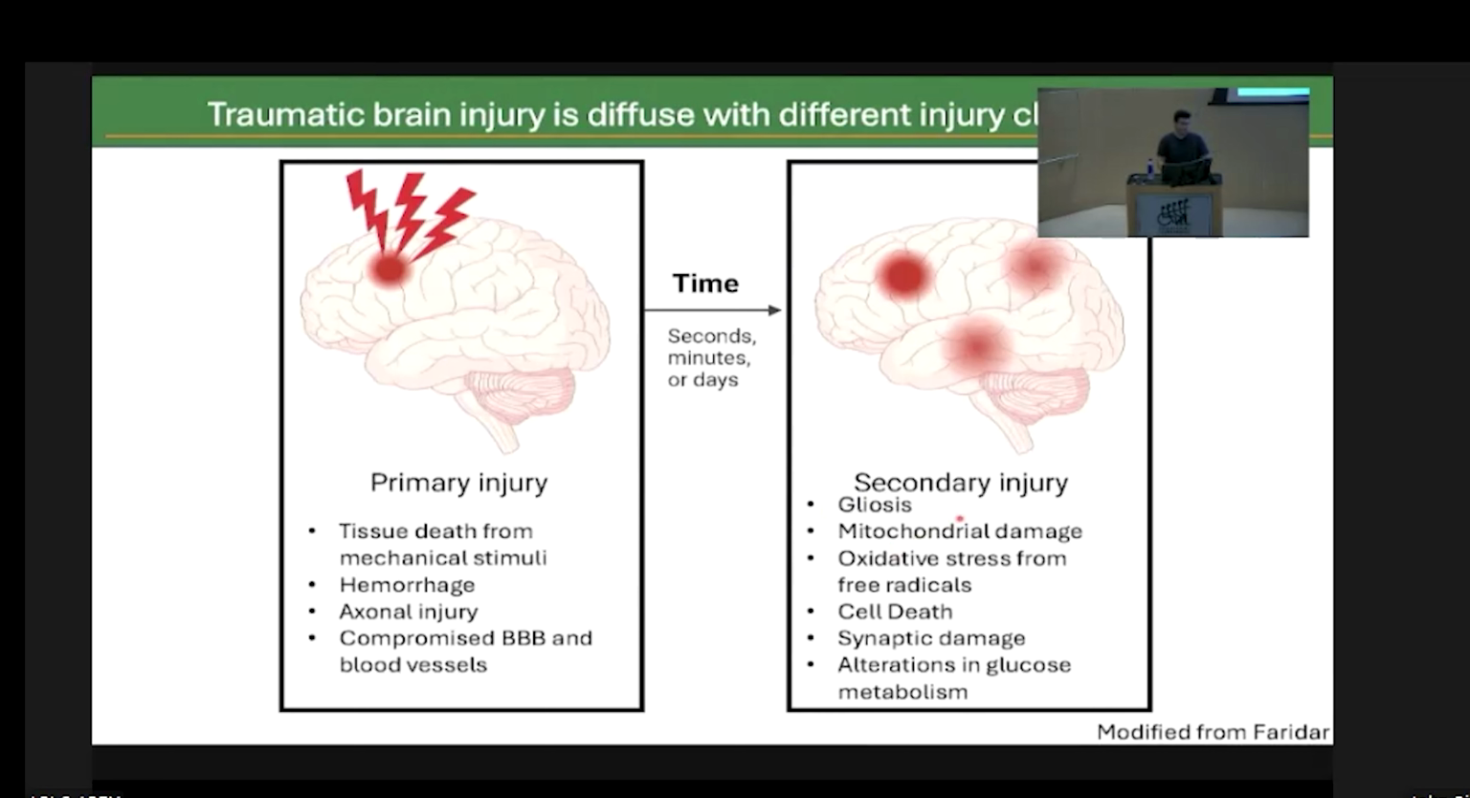But over time, from seconds to months to even years after this primary injury, we have the secondary injury. This is a diffuse injury where it can affect structures distant from the penumbra. Really, these injuries are a result of the cellular response to that initial physical trauma. Some of these insults include gliosis, mitochondrial damage, oxidative stress, cell death, and alterations in glucose metabolism. What I'll be focusing on is the synaptic damage that results from these secondary injuries.